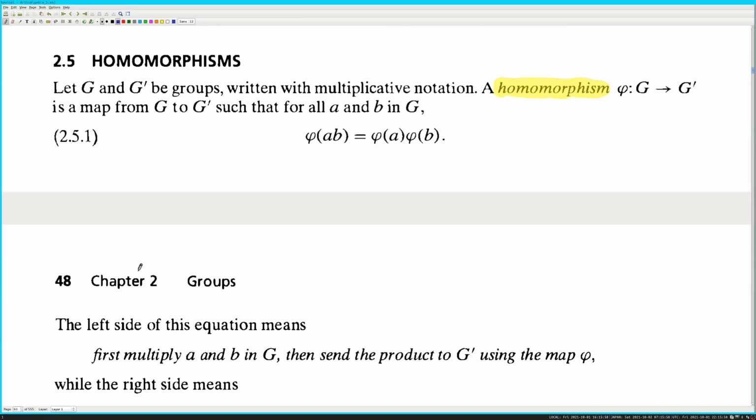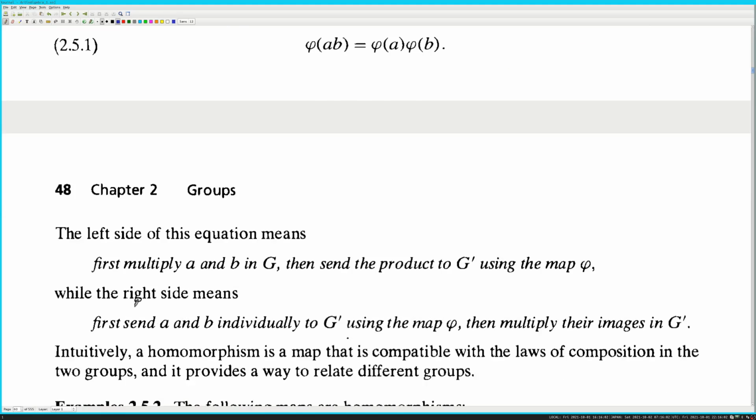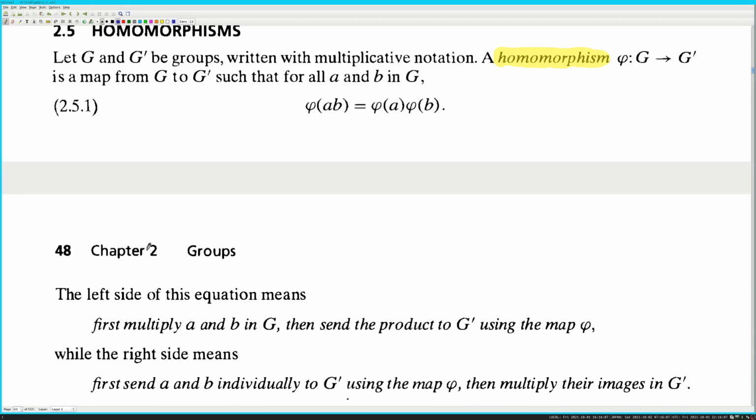Anyways, a map from G to G prime such that for all a, b in G, phi of ab is phi of a times phi of b. The left side of this equation means first multiply a, b in G, and then send the product to G prime using the map phi. So we have a, b, composition in G. Okay, I'm going to use a thinner marker. Is there a way to draw straight lines? Not easily, okay. Compose in G to get ab, and then phi from G to G prime to get phi of ab.